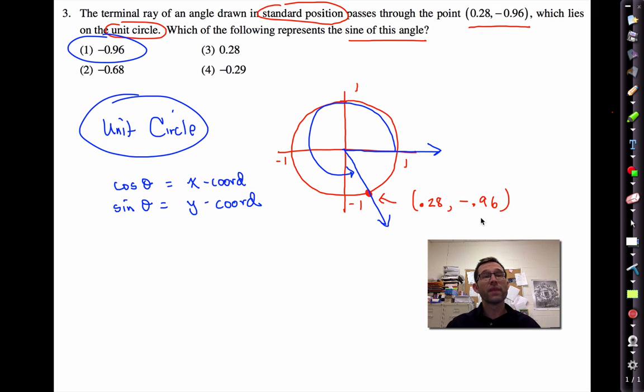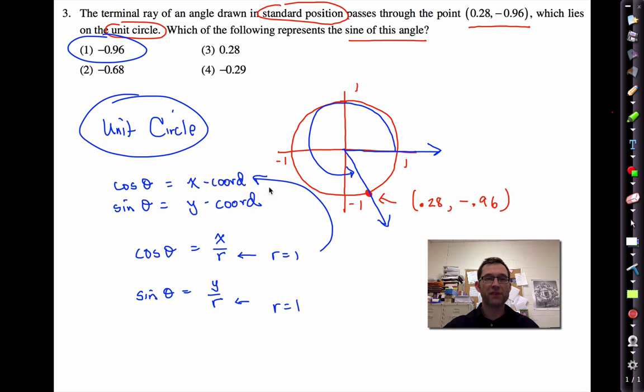The y-coordinate. Now the key is, we know it's the y-coordinate because it's on the unit circle, a circle whose radius is 1. More generally speaking, the cosine of the angle will always be the x-coordinate divided by the radius, and the sine of the angle will always be the y-coordinate divided by the radius. But on the unit circle, r is equal to 1, and therefore these just become the x-coordinate and the y-coordinate. A very, very easy question, as long as you know the basic idea. Cosine equals the x-coordinate on the unit circle, sine is equal to the y on the unit circle.